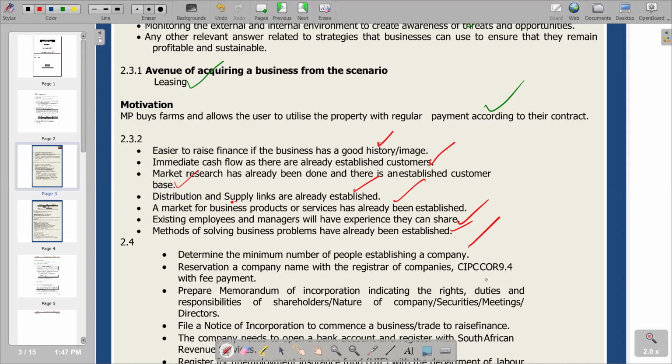This is the reservation or registration of a company name with the register of companies, that is the CIPC, with the COR 9.4 and fee payment. This is a procedure we need to do in terms of registration with the registrar of companies, which is the second procedure. So basically, this is just registration. Number 3, prepare the memorandum of incorporation of shareholders. The memorandum of incorporation is a document that is supposed to be there when a company is starting to operate. It also indicates the registration of that company, so it is also part of the procedure.